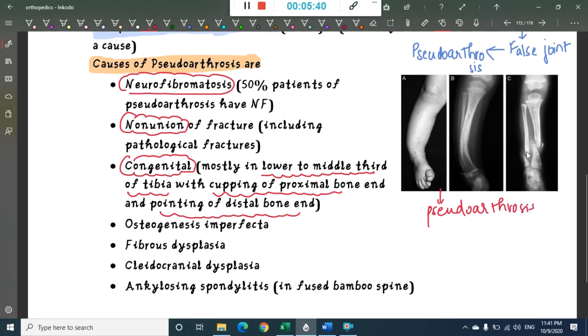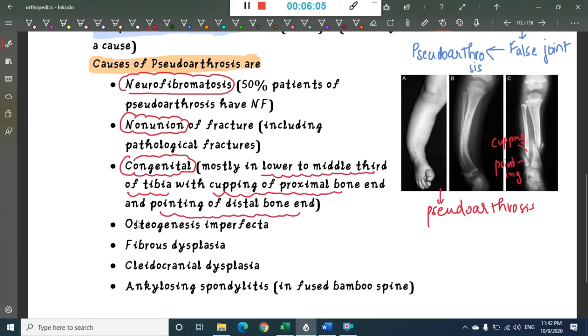Okay, so this is the congenital one. You see cupping here. Here you see cupping of the proximal bone. Here you see pointing of the distal bone. So you are seeing here congenital pseudoarthrosis. This is the tibia, present in the lower to middle third of the tibia, with cupping in the proximal bone and pointing in the distal bone, right?